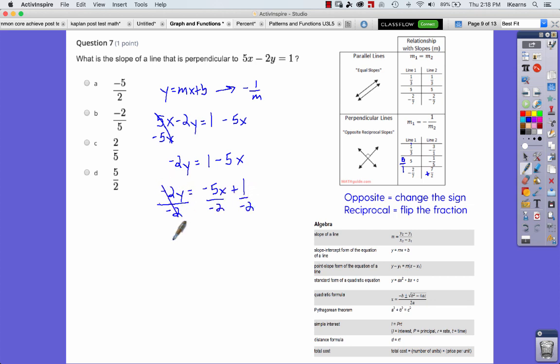So these cancel out, and we've got y is equal to 5 over 2. So we get rid of the negatives because a negative divided by a negative is a positive. So that becomes x. And then plus 1 divided by a -2, well, that's going to be minus 1/2. So there's our y equals mx plus b, but that's not what we're trying to find. We're trying to find what is the line that's perpendicular to this slope. So if m equals 5 over 2, a perpendicular line is going to be the opposite. It's going to be negative, and it's going to be the reciprocal. So we'll flip it. So we're looking here at B.